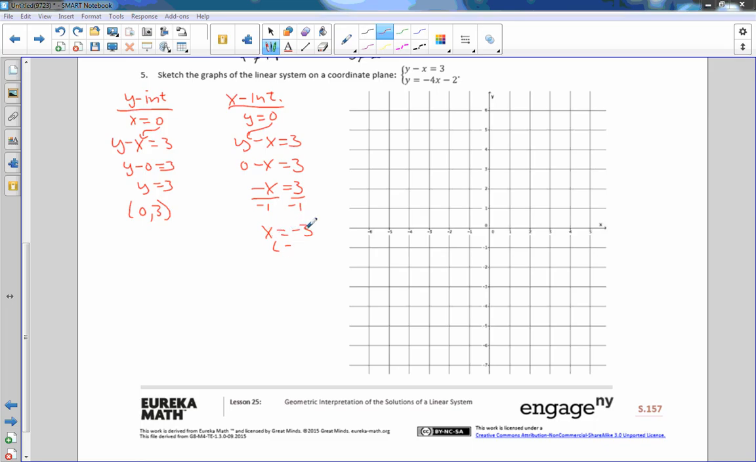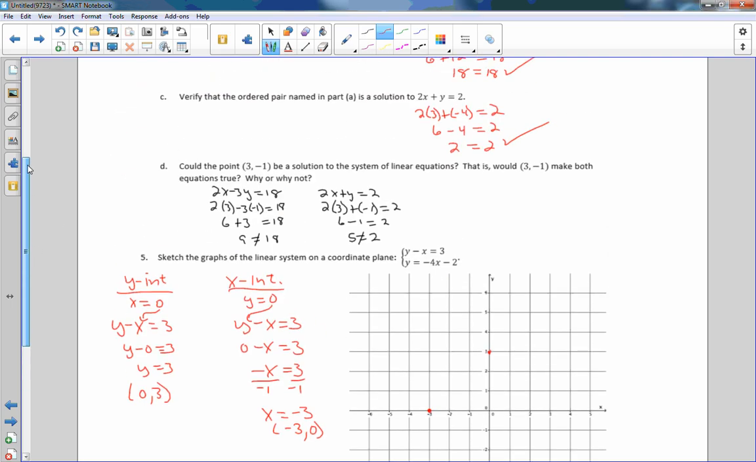Okay, so anyway, x equals negative 3, and that therefore would be the point negative 3 comma 0. Okay, so now I'm going to plot these points. 0, 3 means over 0, up 3. Negative 3, 0 means left 3, up 0. There are my 2 points.